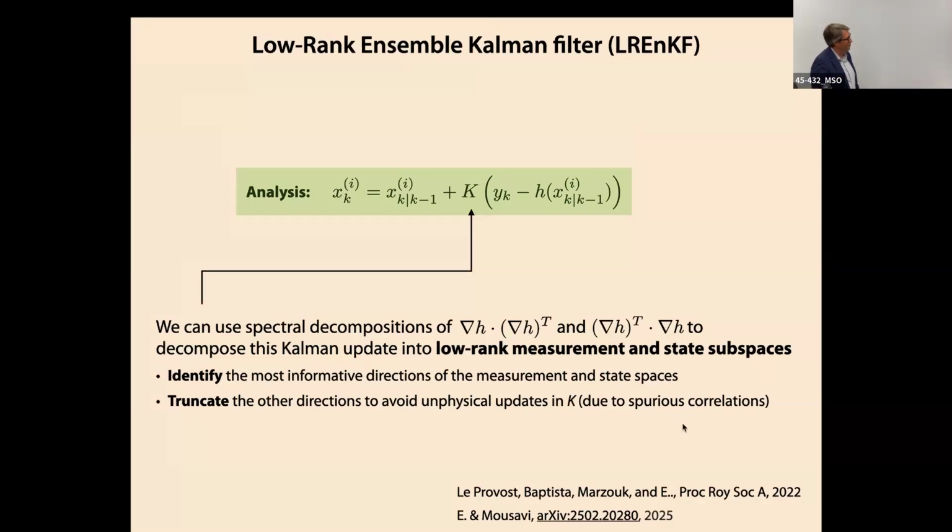So then this low rank Kalman filter unwraps this K matrix here, this Kalman gain, and it does so by making use of the gradient of the observation operator in different formats here. I don't go into details here, but you can basically use spectral decompositions of these to figure out the different eigenspaces in the measurement space and then the state space, and it finds the most informative directions in those respective spaces to carry out this Kalman update.